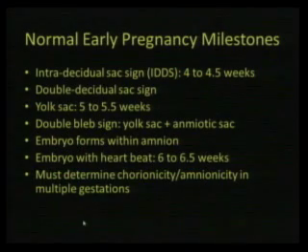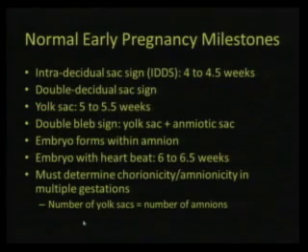You must determine chorionicity and amnionicity in multiple gestation pregnancies. Basically, the number of yolk sacs you see equals the number of amnions, so that gives you information there.